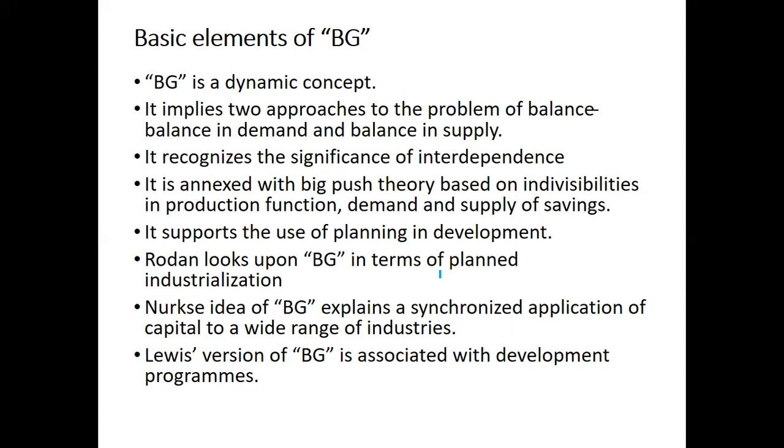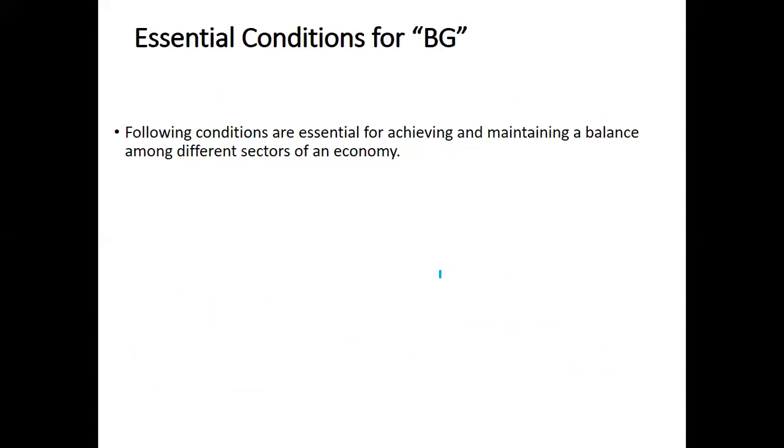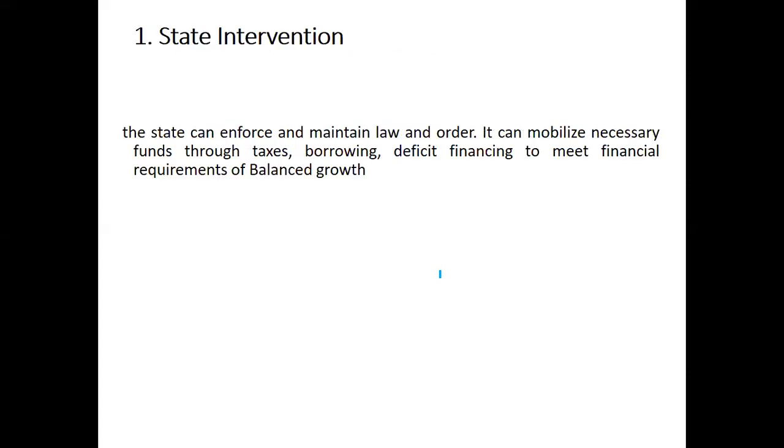Next idea of balanced growth rate explains a synchronized application of capital to a wide range of industries. And Lewis's version of balanced growth is associated with development programs. And what are the essential conditions for balanced growth rate? Following are the essential conditions for maintaining balanced growth rate among different sectors of the economy. Let us see one by one. First is state intervention. Of course, state intervention is very essential. That is what is highlighted by the need of planning to bring about the elements of balanced growth rate in an economy.